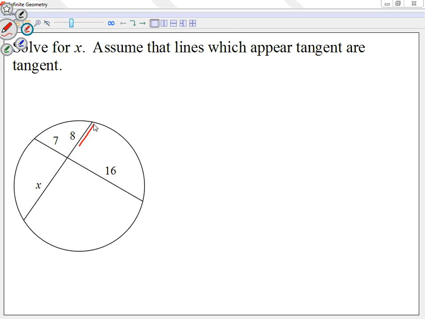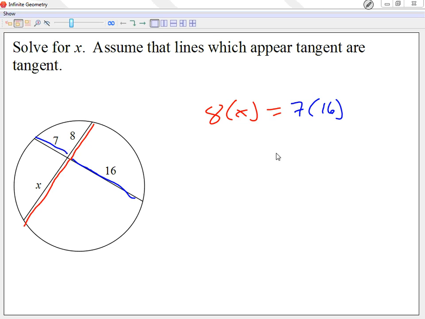going to say this one, the one made with 8 and x, this chord, I'm going to multiply those two numbers, 8 times x. And it's going to be equal to, I notice the other chord is made by the numbers 7 and 16, so I'm going to multiply those numbers, 7 times 16. So you multiply the two numbers that make each chord. Once again, one of them was made by the numbers 8 and x, so we multiply 8 and x. The other chord is made by the numbers 7 and 16, so we multiply those two.